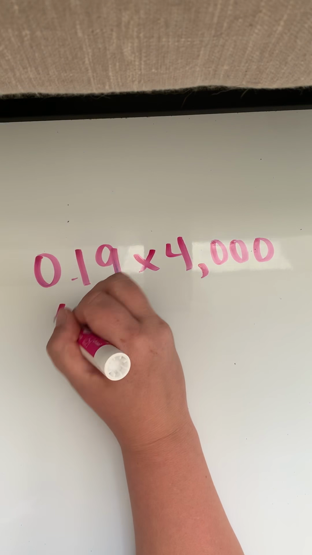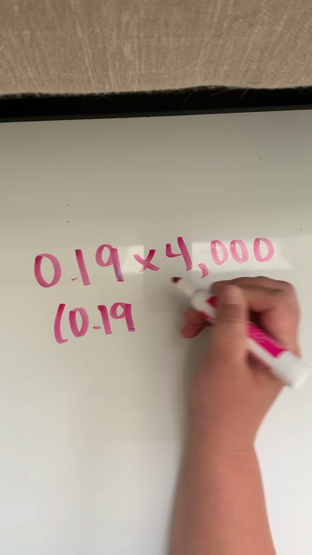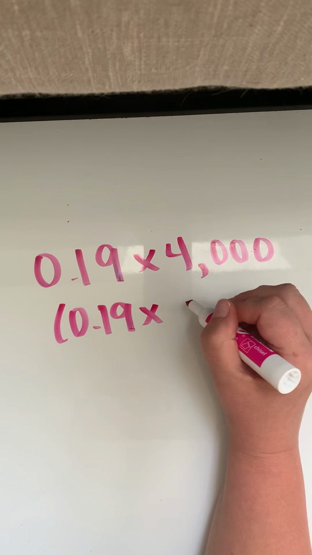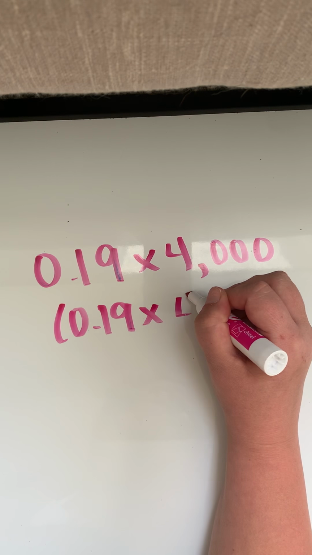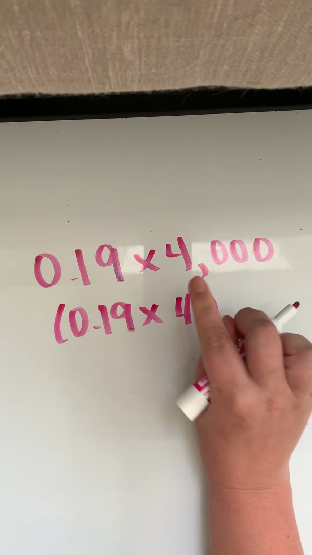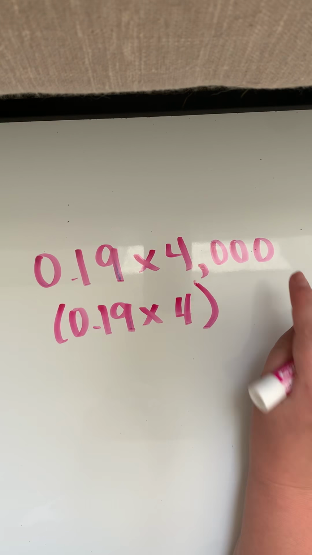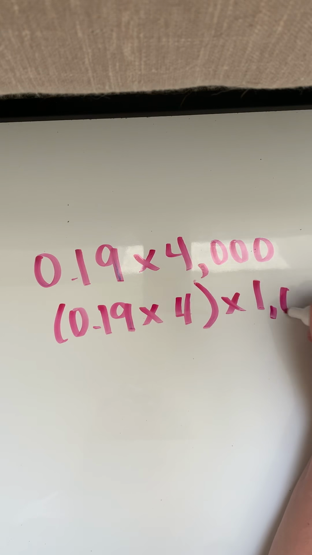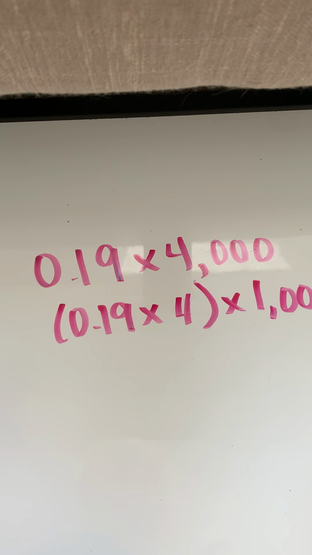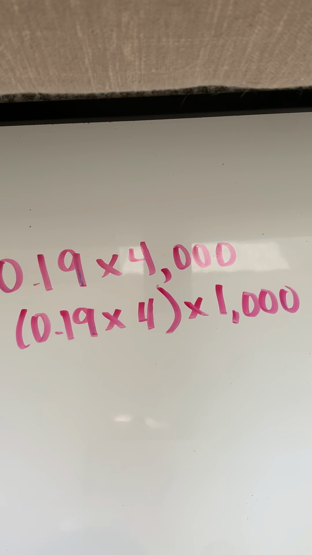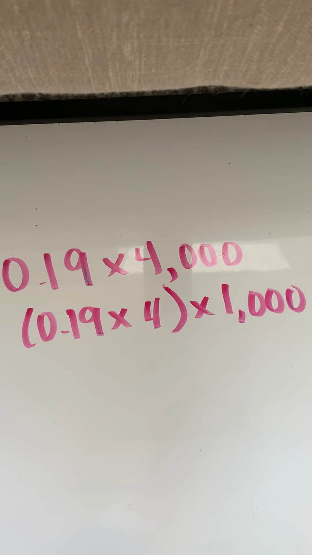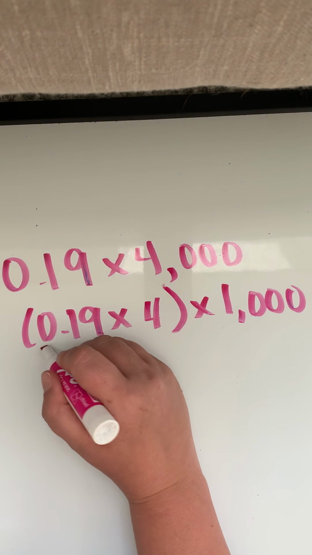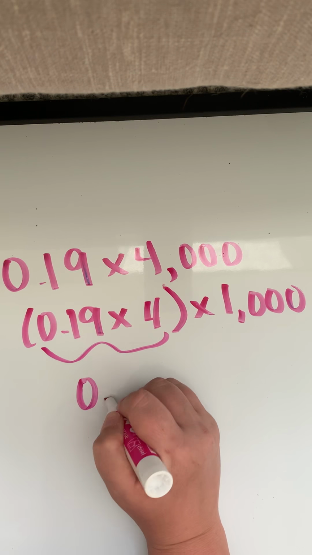So let's go ahead and get it to the place where I can do my trick. So I'm going to make this 0.19, and I'm going to multiply my 4, because my 4 is in my thousands place. And then at the end, I'm all the way in the thousands place, so I need to multiply it by 1,000. There we go. All right, let's go ahead and multiply these guys first.